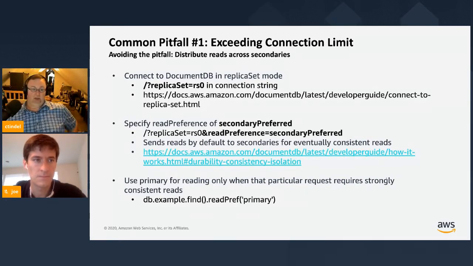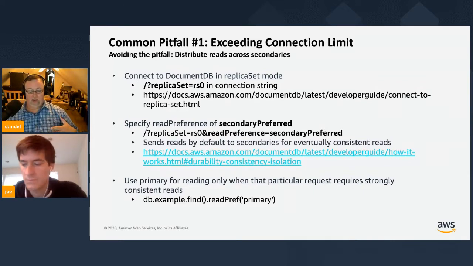So what you want to do is make sure that when you connect to DocumentDB with your connection string, you connect in replica set mode so that your client will automatically discover all of the nodes in the DocumentDB cluster. Ideally, you want to set your read preference to secondary preferred so that your reads will be load balanced across the various read-only replicas in the cluster. Those will be eventually consistent reads, which usually works for most customers.